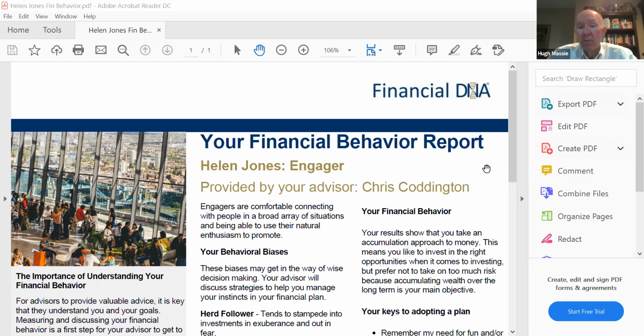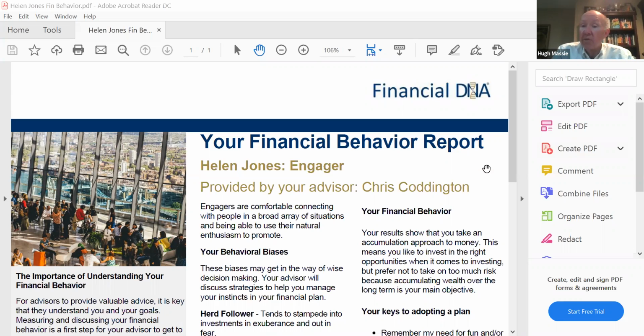So in looking at this report here, it's a one-pager, which is very much by design so that the client, and in this case, that's Helen Jones, gets a snapshot immediately of who she is. Once she's completed the financial DNA natural behaviour discovery, which is 46 questions, taking on average 10 to 12 minutes to complete, she'd get this report online, plus an online experience, consisting of videos, some other materials to read that will help her understand more about who she is.